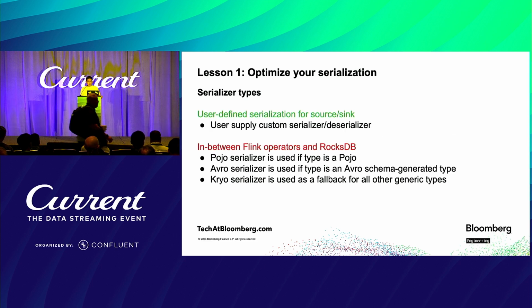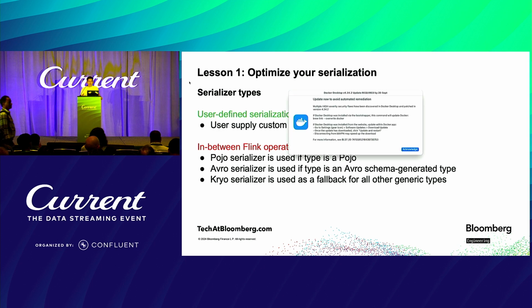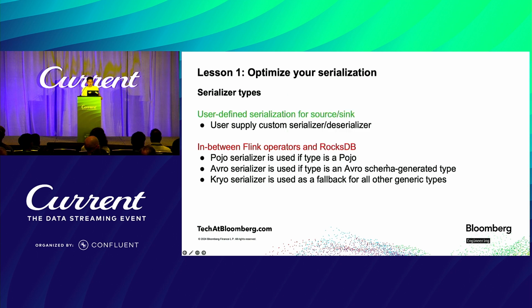For the green dots, the serializations involved when the application is interacting with upstream sources or downstream sinks, these are done through user-provided custom serializers or deserializers. So there is not much that we can optimize in these serializations.